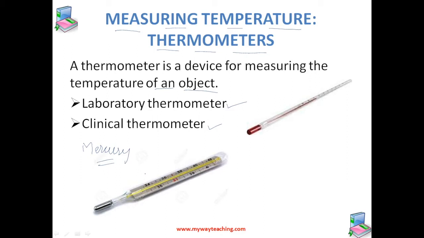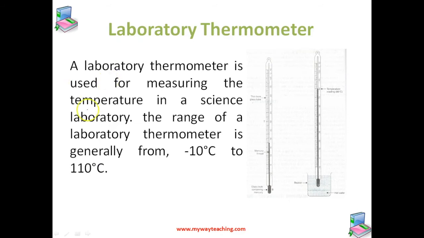Now in the coming part we are going to study the construction and working of a laboratory thermometer and clinical thermometer in detail. First we understood the principle that is used in measuring temperature by using thermometers, how the mercury will expand because of the hotness of the object. So now let us study in detail the two types of thermometers. The first one is the laboratory thermometer.